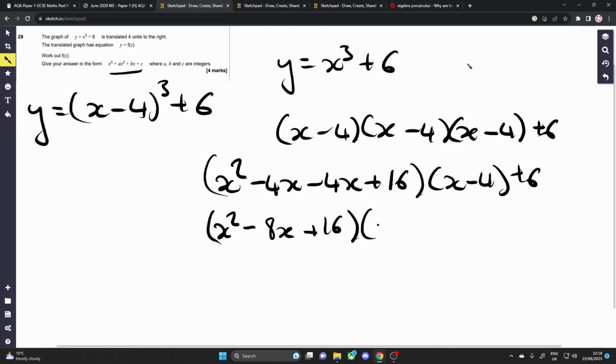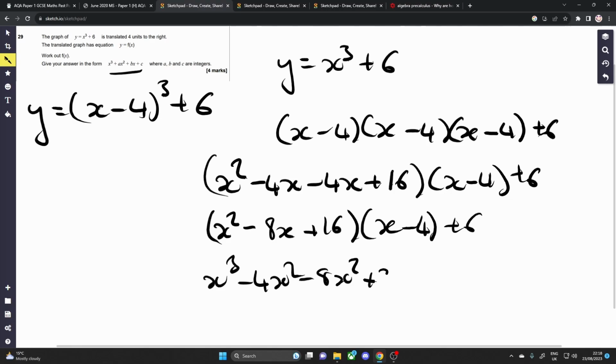So now I'm just going to do the exact same thing with these next brackets. So then x squared times x is x cubed, x squared times minus 4 is minus 4x squared, minus 8x times x is minus 8x squared, minus 8x times minus 4 is plus 32x, 16 times x is plus 16x, 16 times minus 4 is minus 64, and then don't forget to add the 6 on the end. Okay, now let's simplify this.